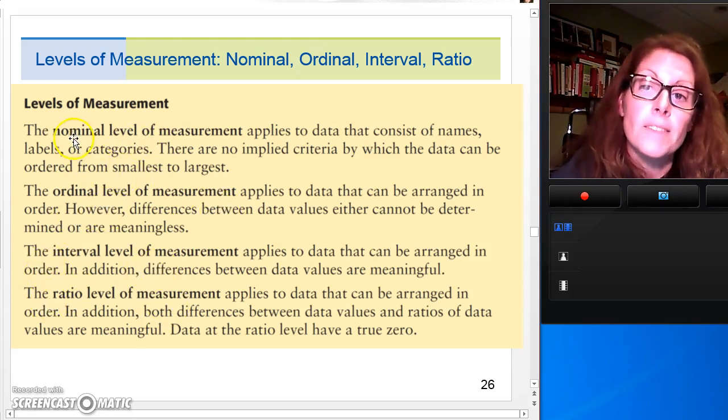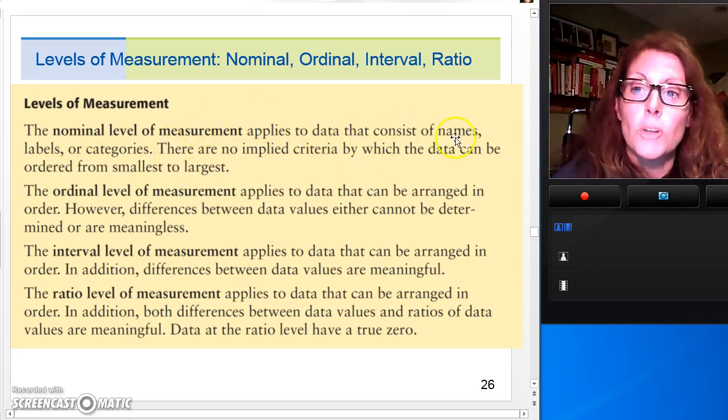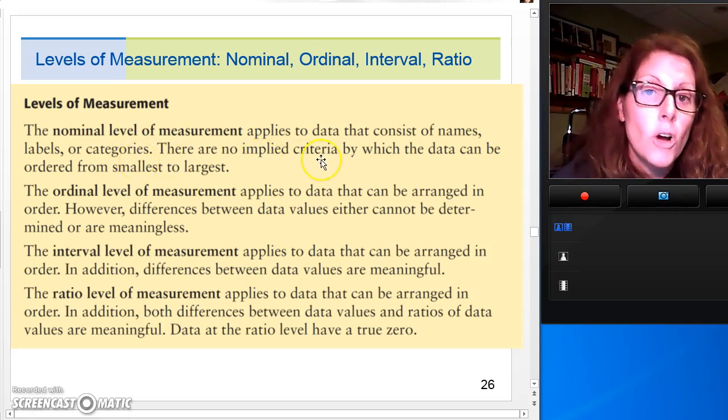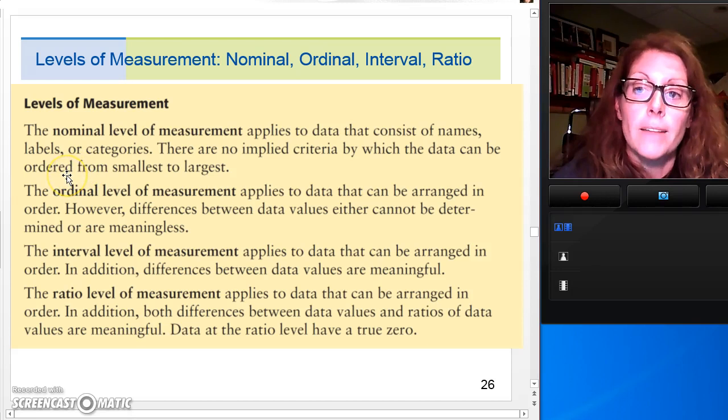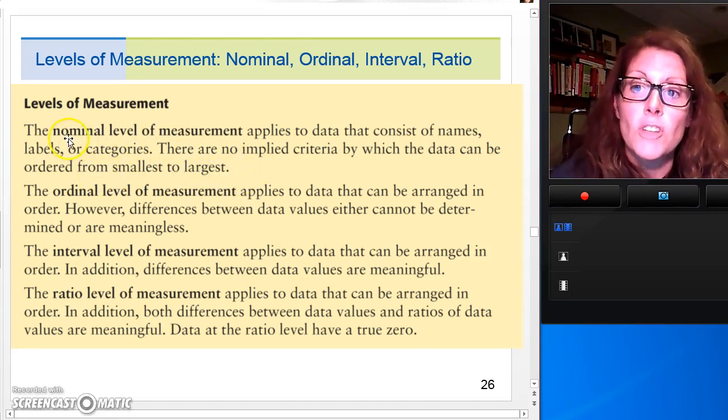Use your good note-taking skills to simplify, but I would like you to get information about each of these into your notebook. So starting with the nominal level of measurement, this would apply to data where we're talking about names or labels or categories. So, for example, it could be colors of crayons, red, yellow, green. There's no particular significance to the order. There wouldn't be any reason to try to order from smallest to largest or least to greatest. We just have no means to do that. If we're in that sort of situation, that would be a nominal level of measurement.